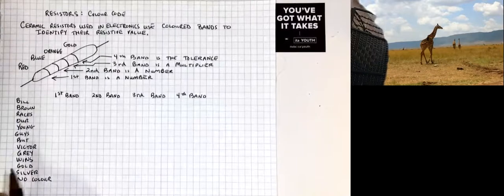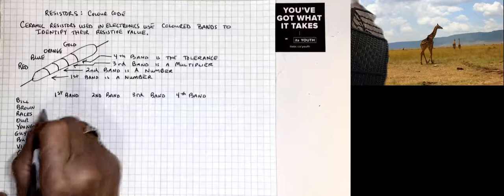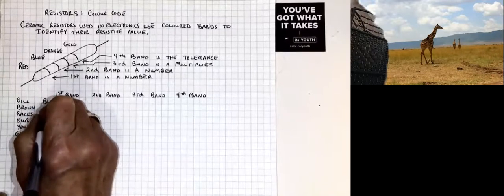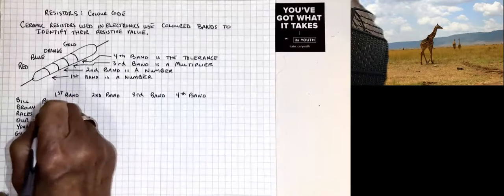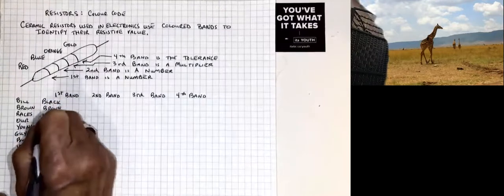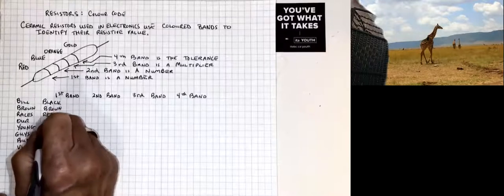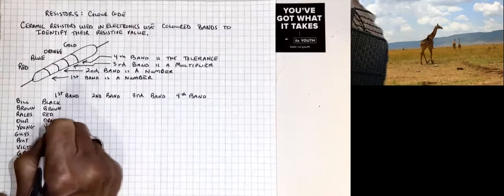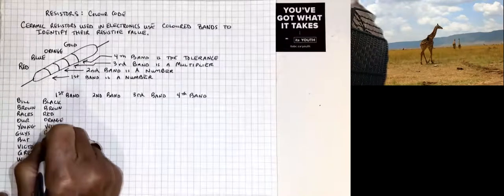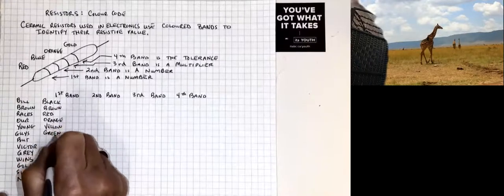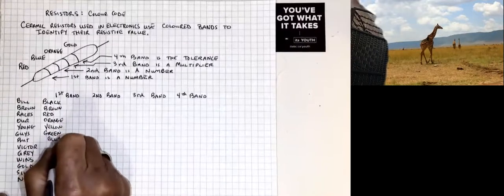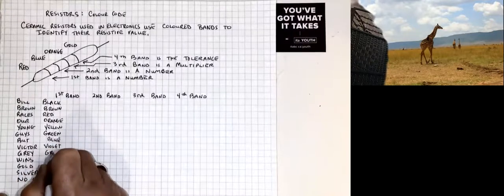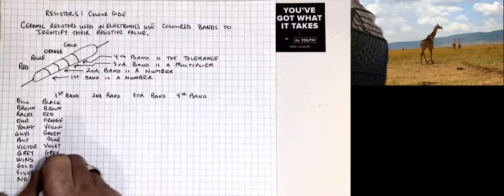So what does that mean? Well, the colors are black, brown, red, orange, yellow, green, blue, violet, gray, and white.